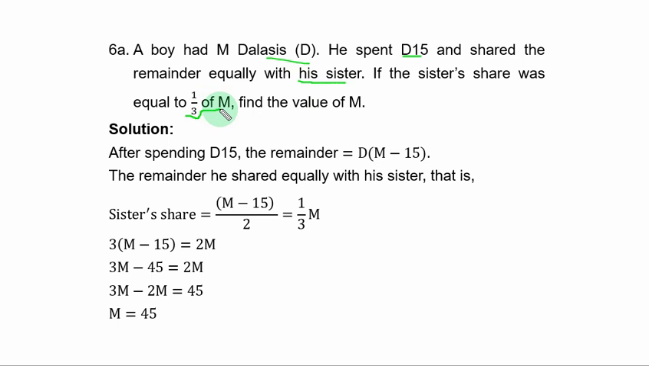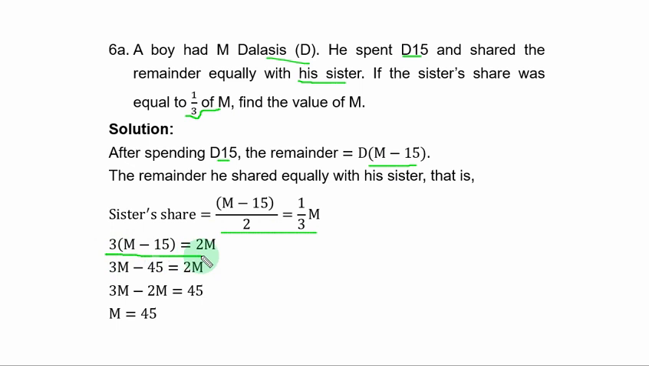Solution: after spending 15 out of M, the remainder is M minus 15. He shared the remainder equally, that is, you divide M minus 15 by 2, and that is the sister's share, which is equal to 1/3 times M. That is what you have here. We have to cross multiply to clear the fractions.